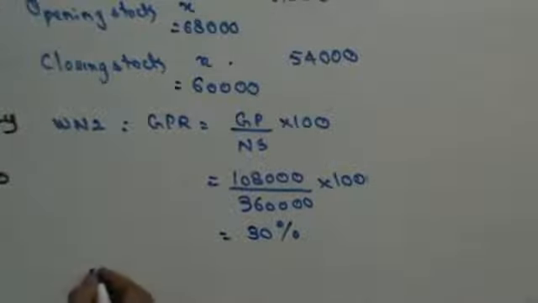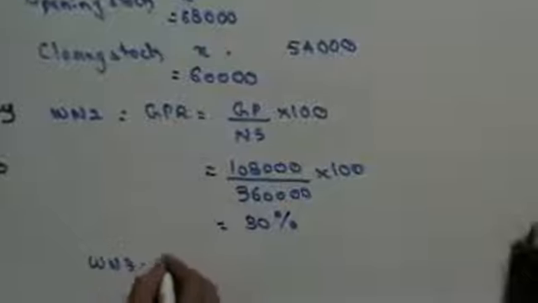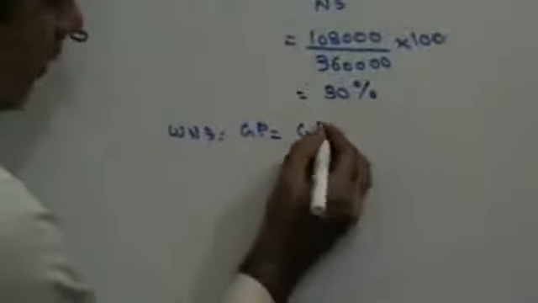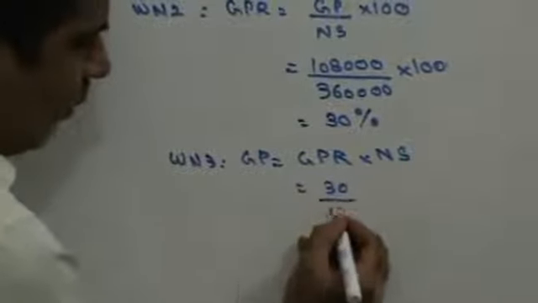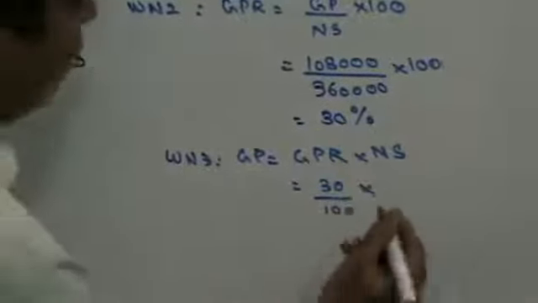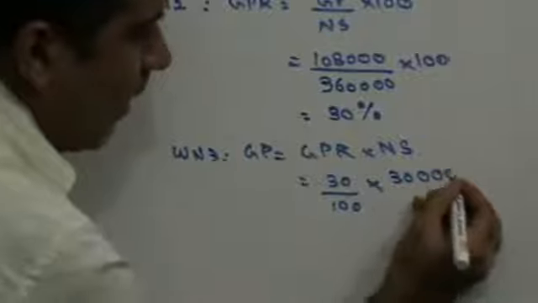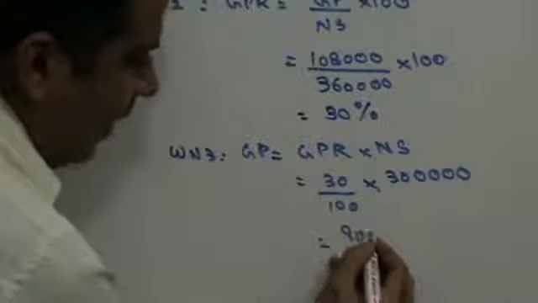Once you have this, then you can find out working note 3. Gross profit. Gross profit is gross profit ratio into net sales. 30 upon 100 into net sales, 3 lakhs. So that is going to be 90,000. So my gross profit for the current year is 90,000.